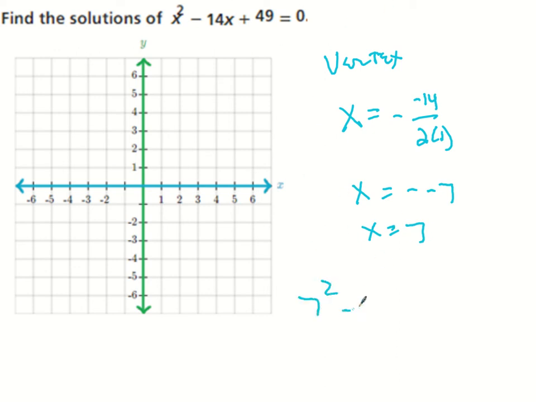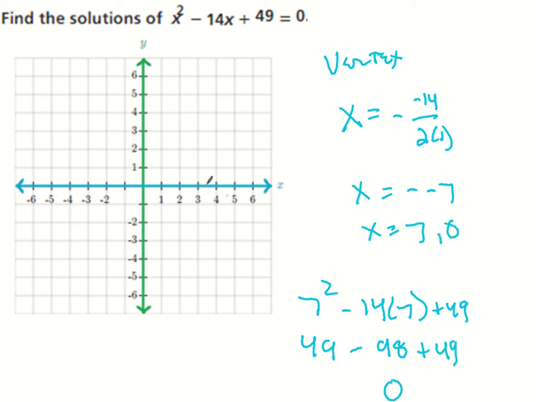So I get 7 squared minus 14 times 7 plus 49. Well, 7 squared is 49 right there. 14 times 7 is 98, plus 49. I'm going to get 0. So my vertex is at (7, 0). When I graph this at (7, 0), that's right here. I know it's opening up. And I know my slope's 1, so my next point is going to go like this. So my graph looks something like this.